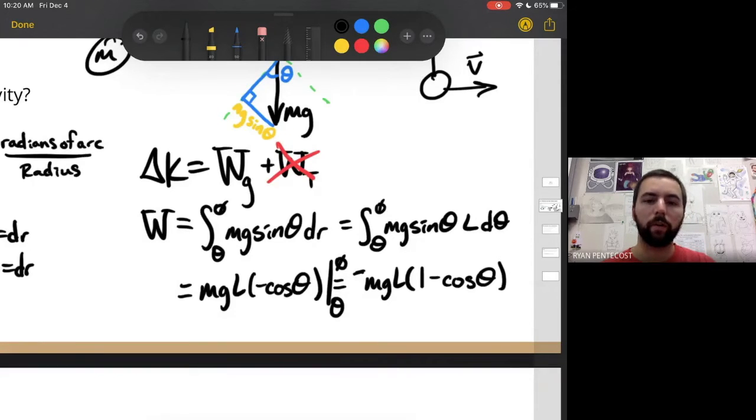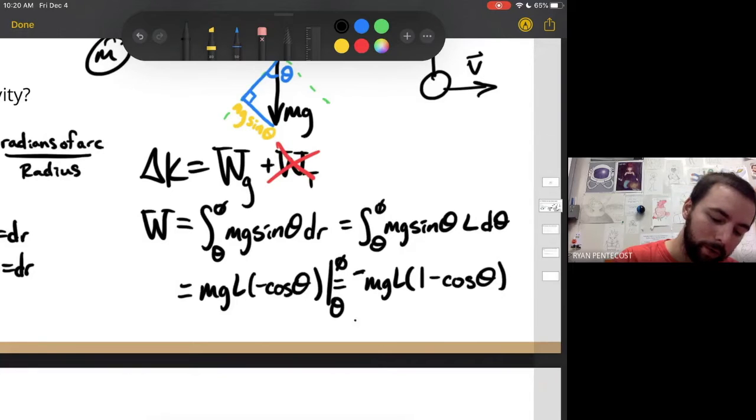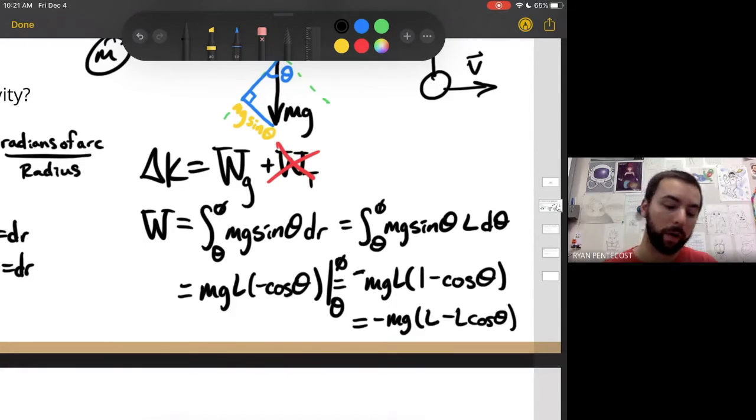Now, here is where physicists will do specific math operations, not to make it simpler, but because we have a specific goal in mind. What we're going to do is distribute through that 1 minus cosine theta. We will only distribute one variable. Don't forget the negative: negative mg, and we will distribute L minus L cosine of theta. Now, why do we do that?